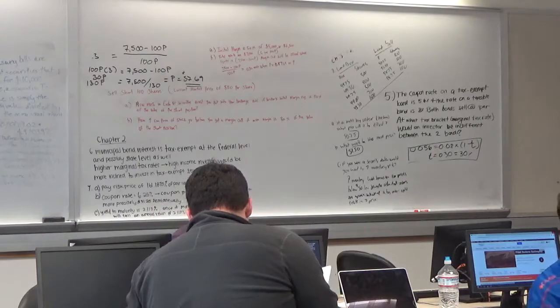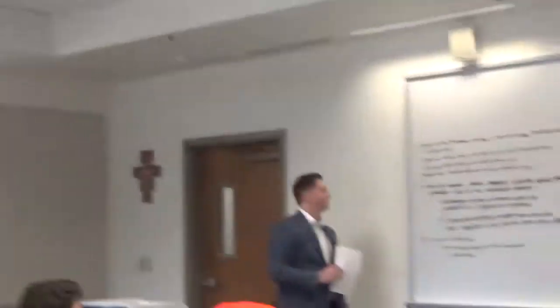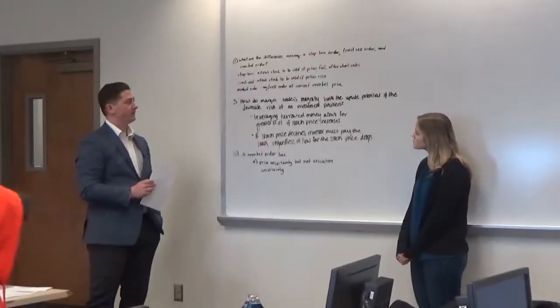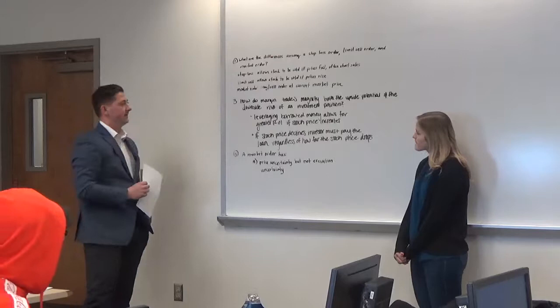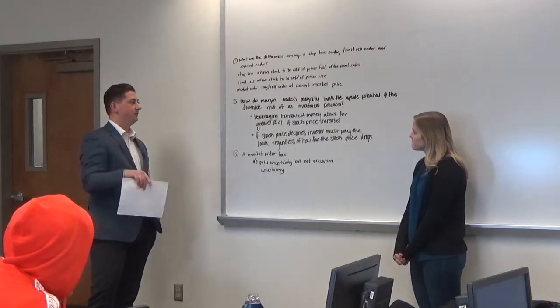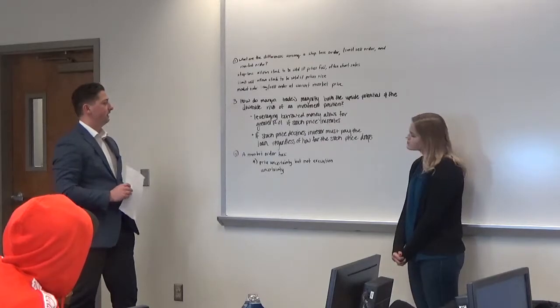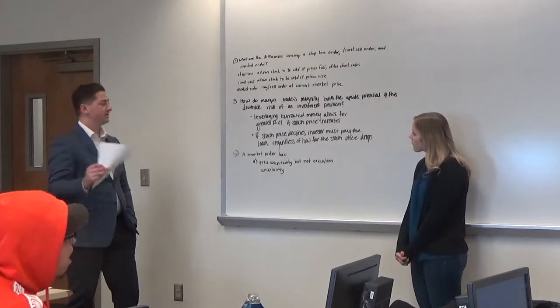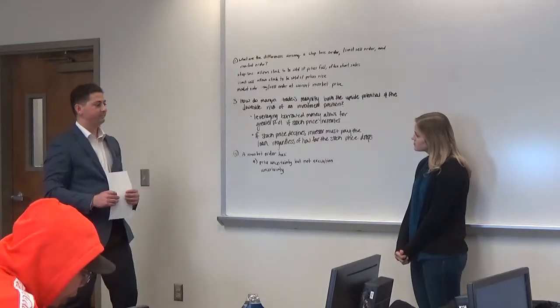Alright, so we had chapter 3, questions 1, 3, and 4. For the first one, the question was, what are the differences among stop loss order, limit sell order, and market order? So for the stop loss, it allows stock to be sold if the prices fall, and that's often seen in short sales. The limit sell allows stock to be sold if the prices rise.